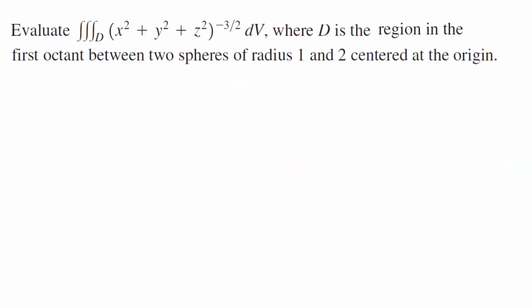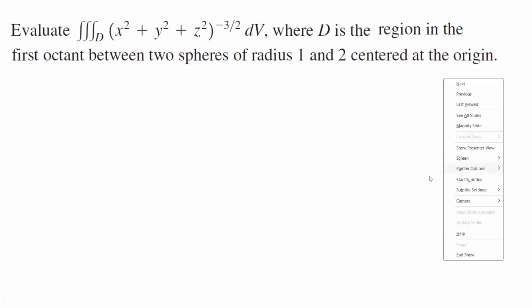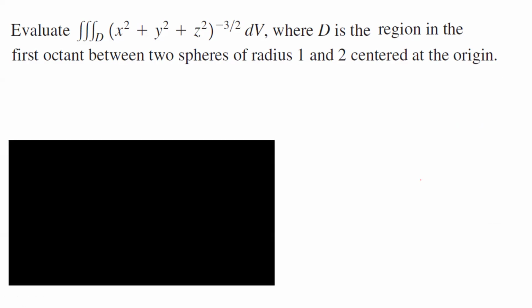Okay, let us take a look at one example here. Suppose I ask you to evaluate the triple integral of x squared plus y squared plus z squared to the power negative 3/2, where D is the region in the first octant between two spheres of radius 1 and 2 centered at the origin. Let's take a look at the visualization here. Try to feel comfortable with this object.